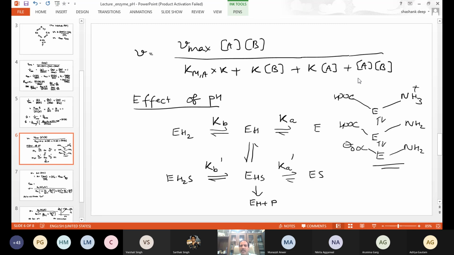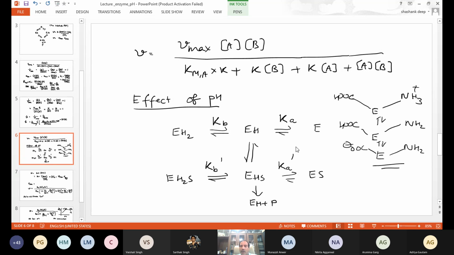Please keep in mind that K is the dissociation constant, and once you know the dissociation constant, you can again write a Lineweaver-Burk kind of plot. So you can get the value of the rate of reaction in terms of Vmax and concentration of substrates. So this is one of the examples. The next example is the effect of pH on the rate of reaction. Again, I am talking about enzyme catalysis.